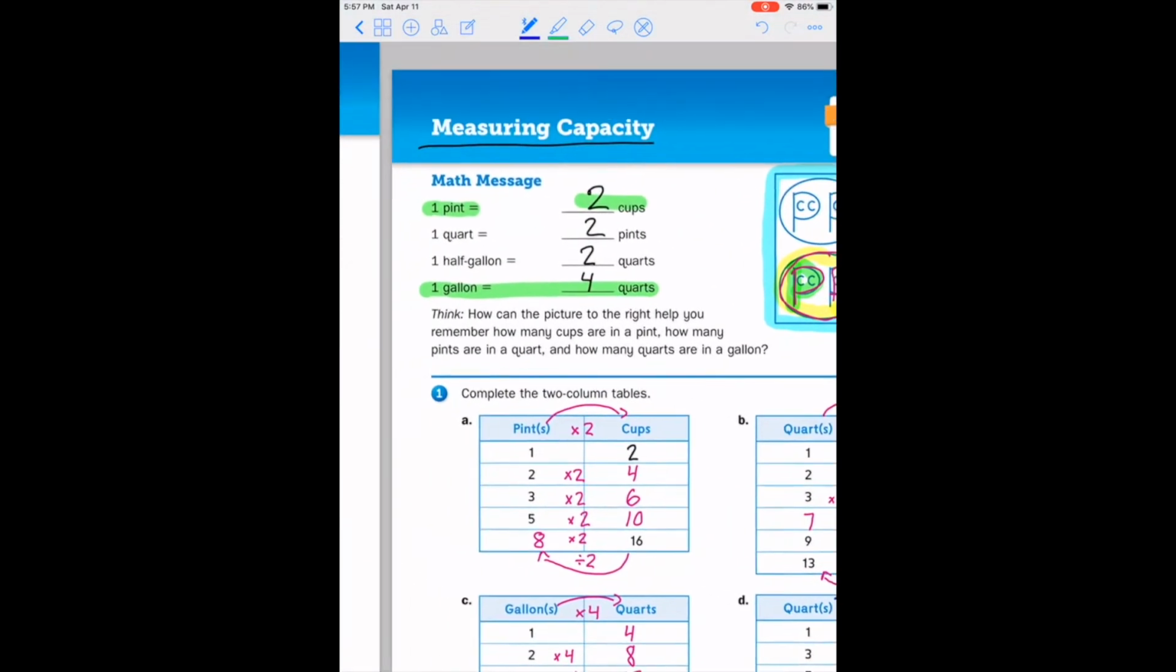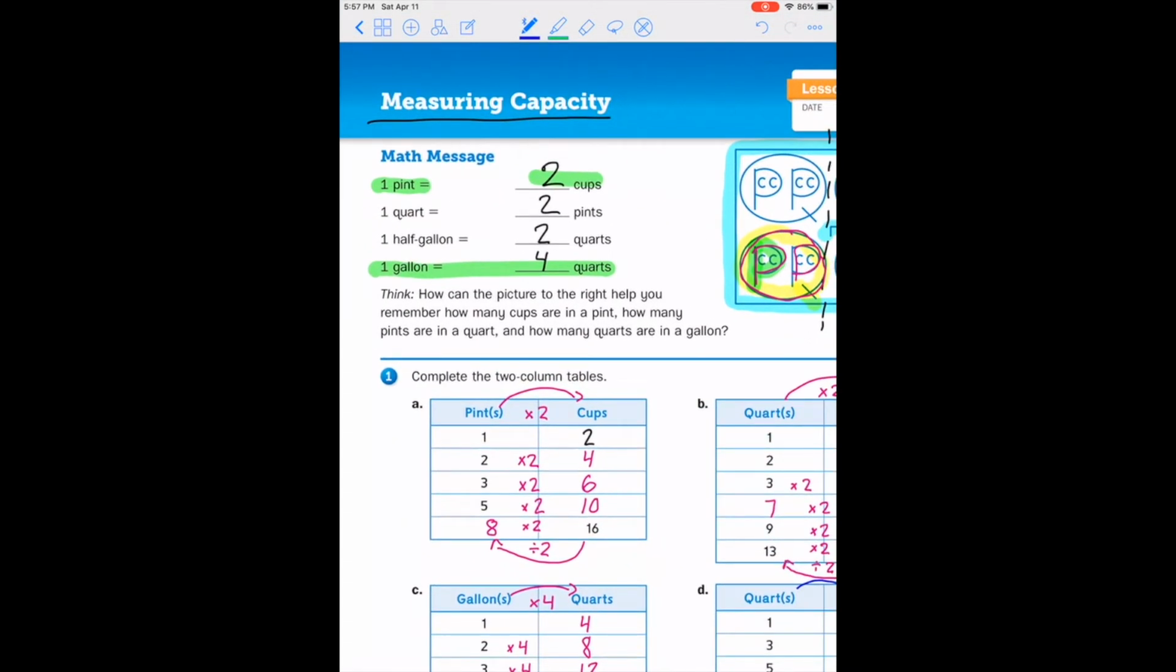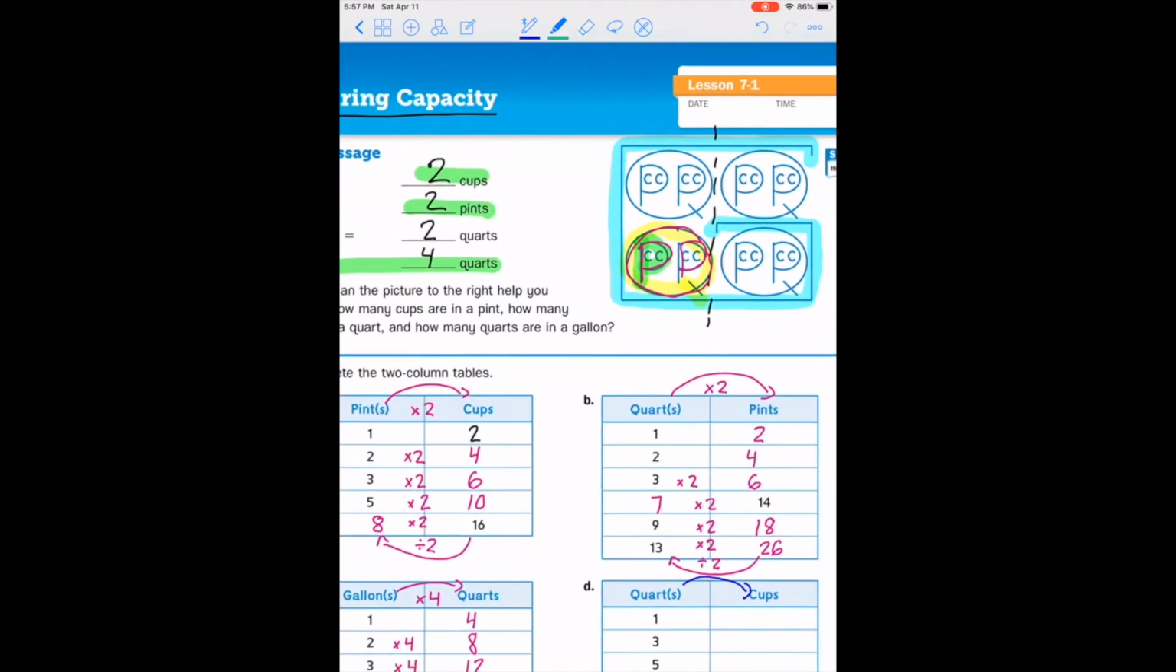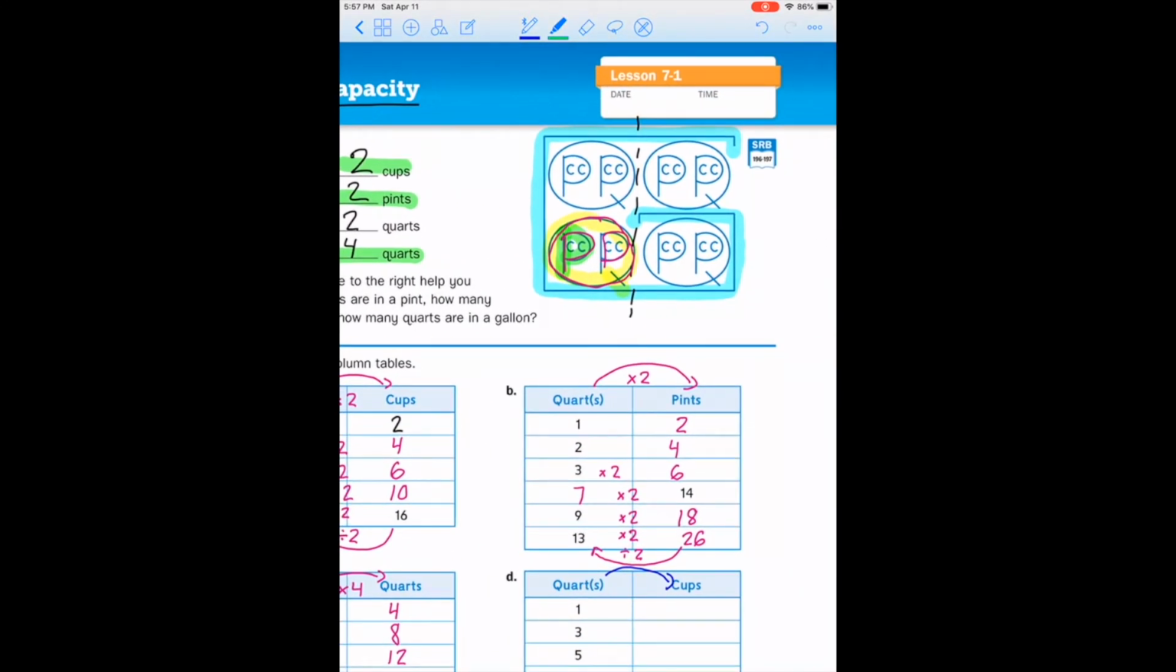Let's go back to our chart. And I know that 1 quart is equal to 2 pints. So now we have to look back at our graphic because we're going from quarts to cups. Now, I'm going to erase my highlighting so you can see a little bit better.